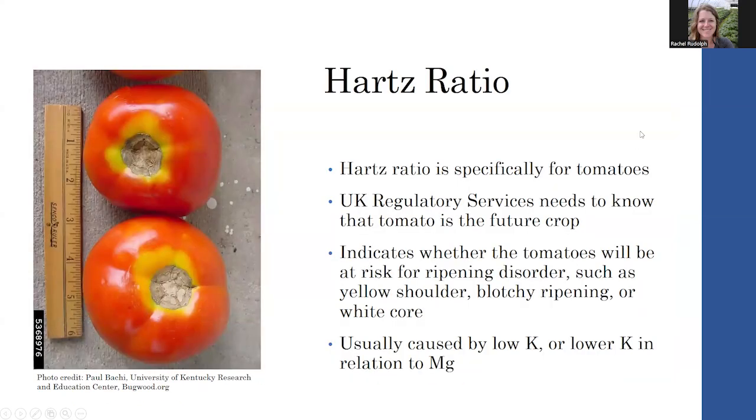The Hart's ratio is something that will also show up on your soil test report, if you indicated that it was a tomato that was the future crop. This is an indication of whether the future tomatoes will be at risk for ripening disorders, such as yellow shoulder, blotchy ripening, or white core. Usually these ripening disorders are caused by too low of potassium or lower potassium in relation to magnesium.